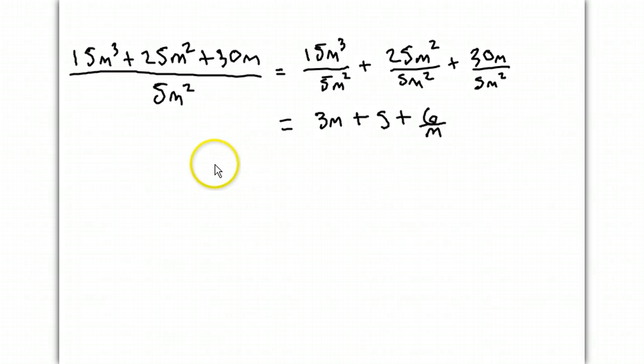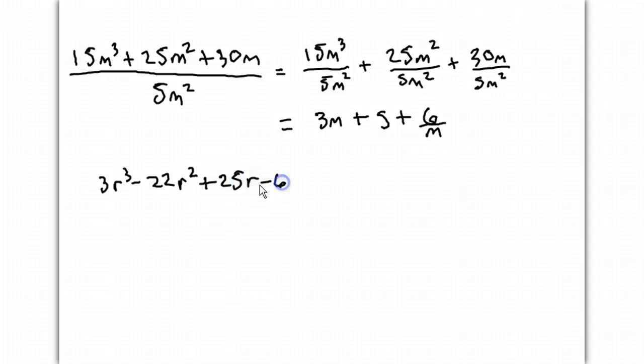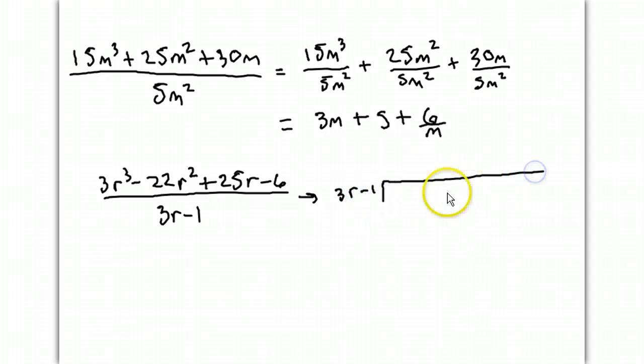Let's say, for example, you don't have a monomial. So let's say we have 3r to the third minus 22r squared plus 25r minus 6, and then we're dividing that by 3r minus 1. Well, the way you have to set that up is you have 3r minus 1 on the outside of a division bar, and then you have the 3r cubed minus 22r squared plus 25r minus 6 under the division bar.